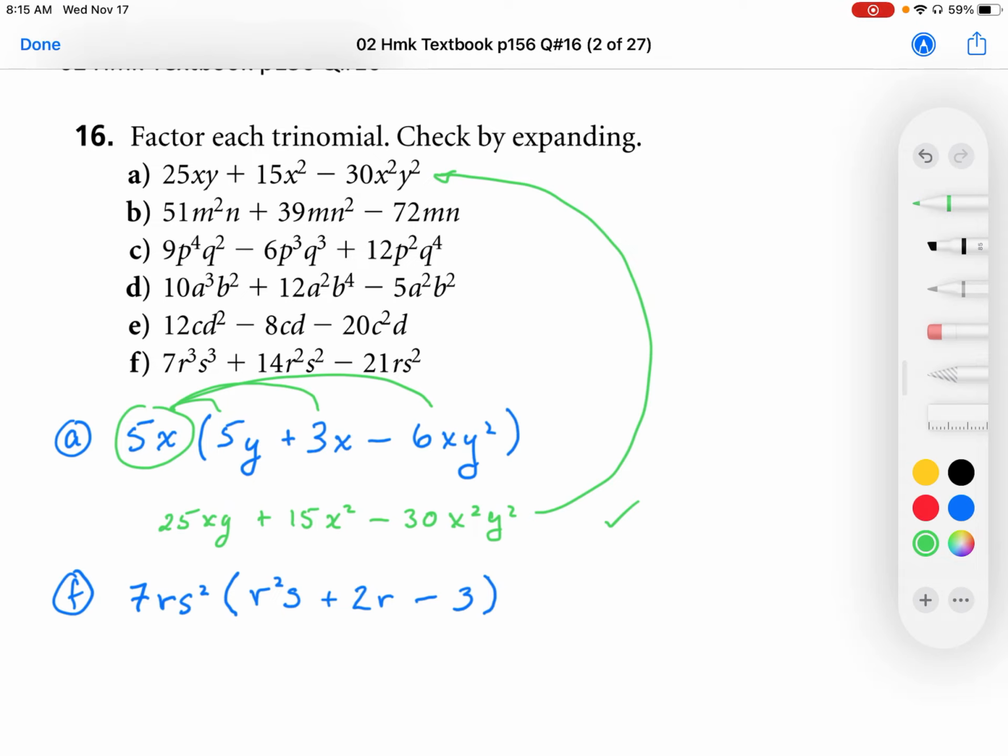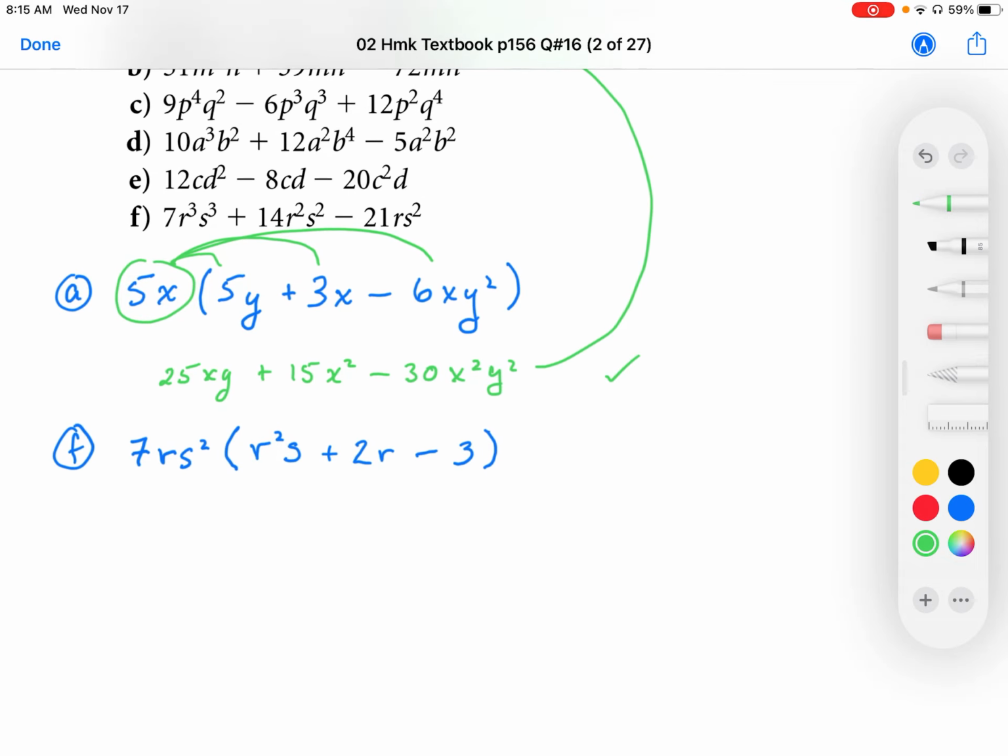Okay, so then again, we're just going to check this by expansion. I'm going to take that term and expand it by distributing across the plus and minus. So we get 7. R times r squared is r cubed. S squared times s is s cubed. Plus 7 times 2 is 14. R times r is r squared. And then we also have the s squared there. Minus 3 times 7 is 21. And we have the rs come with that.